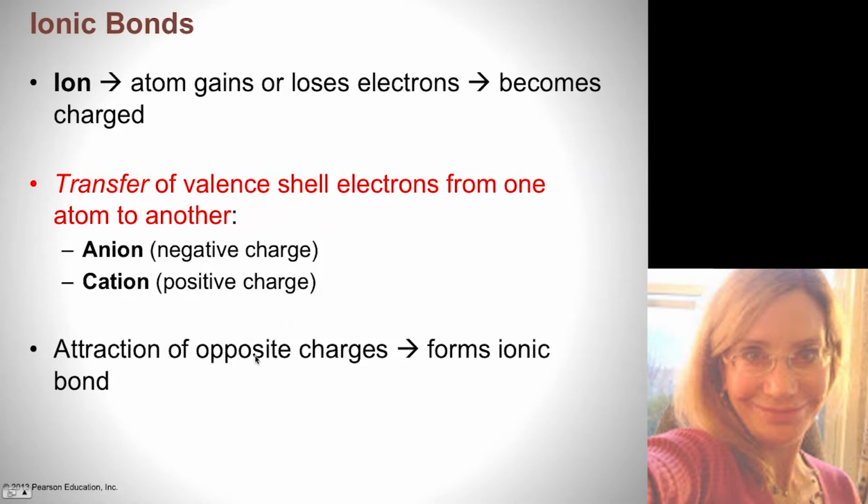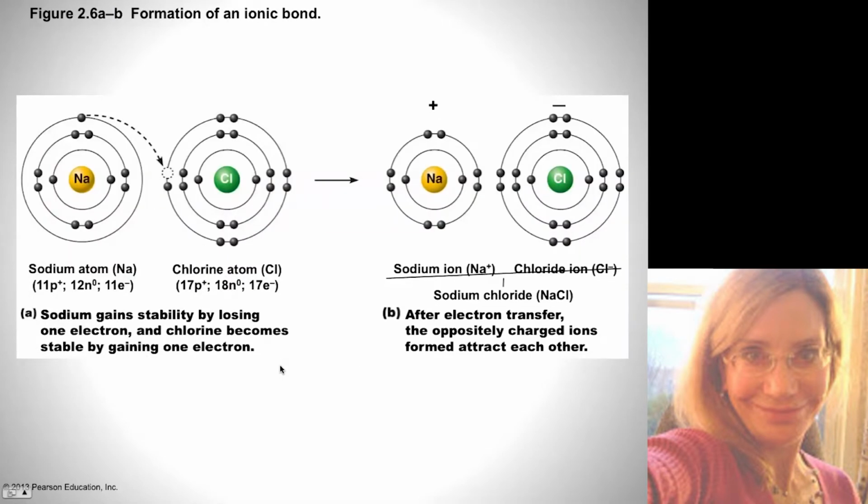The attraction now of opposite charges, that's what's going to form an ionic bond. Don't forget, opposites attract. So this is a perfect example of an ionic bond. You can see with sodium chloride. Sodium, which is 11 on the periodic table of the elements, because its atomic number is 11, there's actually 1 electron in its valence shell, and so it's often going to interact with chlorine.